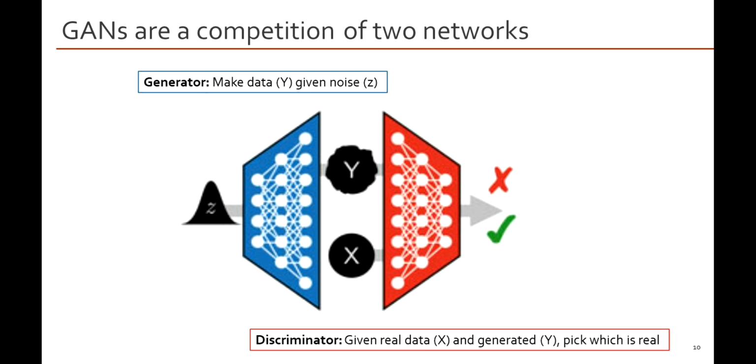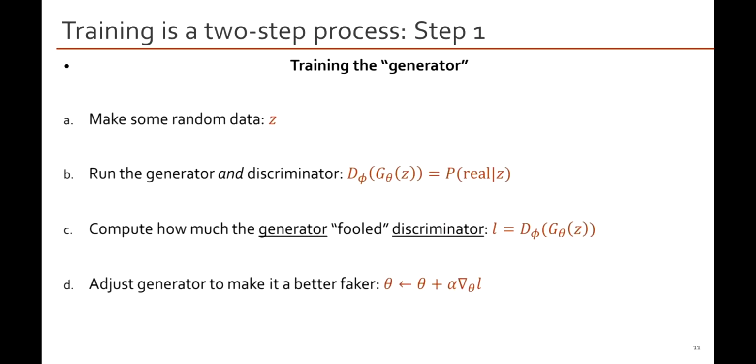And so the way that these two networks are trained is in a two-step process, where the first of which is I train this generator to create better fakes. And the way I do that is starting off with some random data, Z. I then run that through my generative model, G, and my discriminator, D, to calculate what is in effect the probability that I produced a real image given my random data, Z. I can use this to establish a loss function.